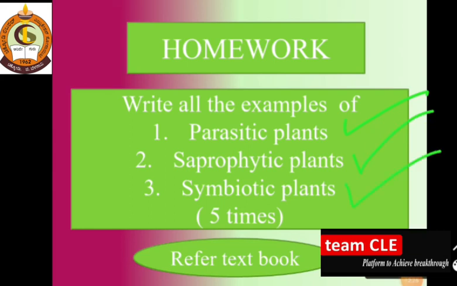symbiotic plants, and you have to write them minimum 5 times. Maximum 10 times you can write, but minimum 5 times you have to write all the examples, because these examples are difficult to remember. That's why I am putting more focus on the words. So you have to collect all the examples and write them in your homework book minimum 5 times, and for this purpose you just refer to the textbooks. You will get all the examples we have discussed till now.